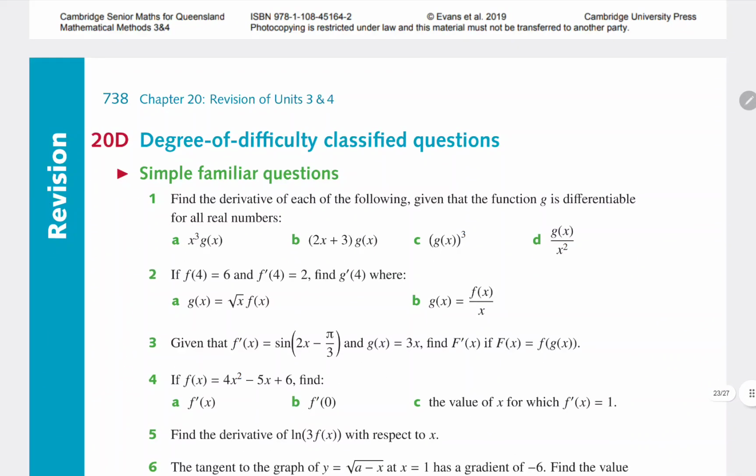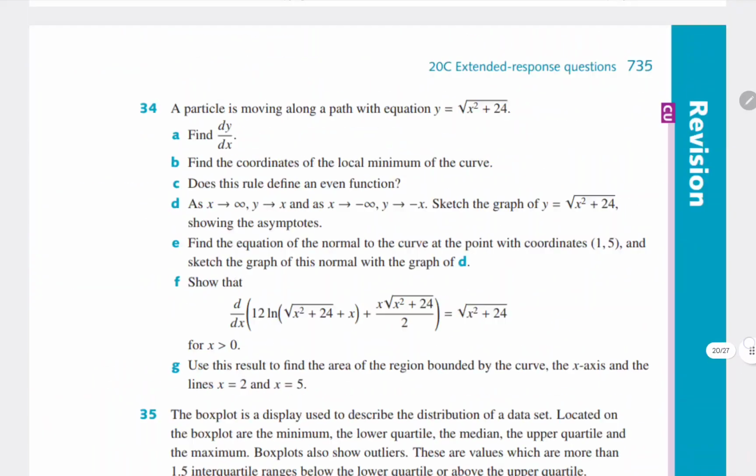Now these ones, the last chapter 20D, you have to do yourself. I aim for you to try these questions yourself, because they start from simple familiar, to complex familiar, and then complex unfamiliar at the end. Okay, so let's get started.